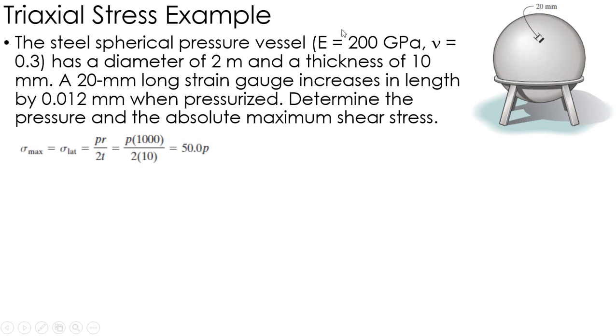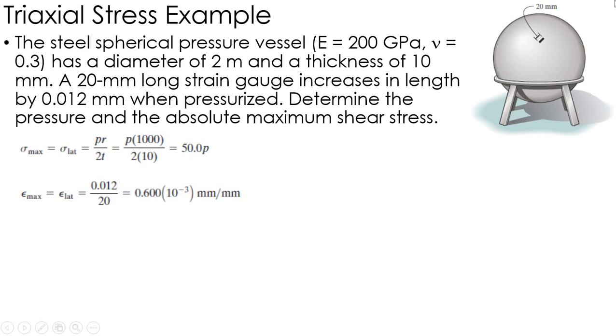Okay, so the first thing I'm going to do is find what that pressure is through the relationship with the stress. Okay, so for a sphere, the stress is PR over 2T. P is what I'm trying to find. R is 1,000 millimeters, and then thickness is 10. So that stress that's occurring here is 50 times P. Okay, so that's the stress that it's under related to the P.